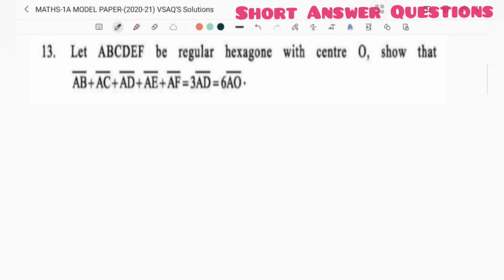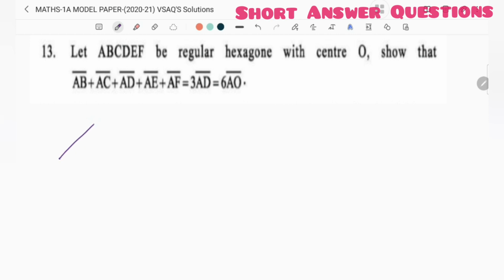The next question: let A, B, C, D, E, F be a regular hexagon with center O. Show that AB bar plus AC bar plus AD bar plus AE bar plus AF bar equal to 3 times of AD bar, which is equal to 6 AO bar. Here center O and regular hexagon they are saying. Hexagon means 6 sides will be there. So just I will draw the figure.